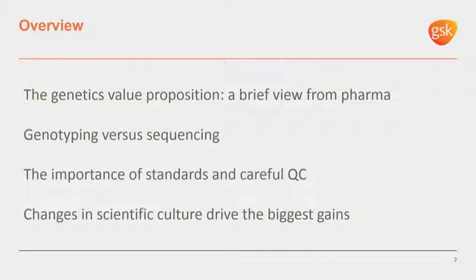Then I think I'll spend the majority of my time talking about genotyping versus sequencing, which I think is the key decision that has to get made when you're thinking about an early stage investment in acquiring genetic data in your biobank. And then we'll talk a little bit about the whole exome versus whole genome, and where does the added value versus cost debate kind of play out. I'll make a few comments about the importance of standards and careful QC, but not go into any detail there, and then just finish with some general thoughts on where we are today in the field of genetics, and where I think that we're going, and the importance that scientific culture plays actually in that journey.